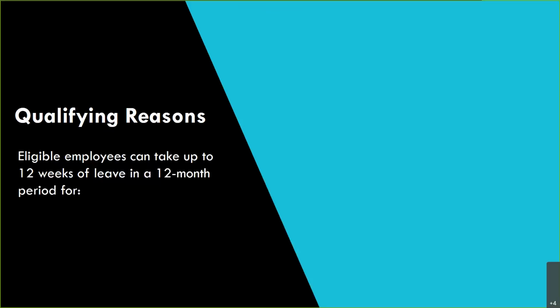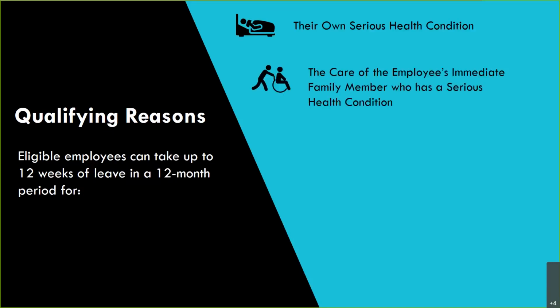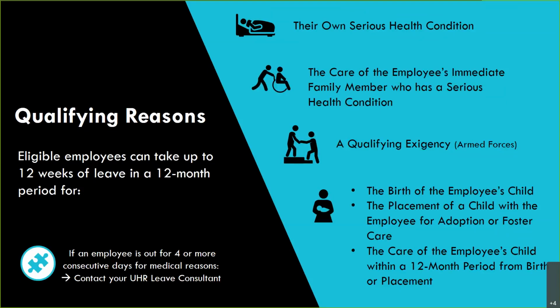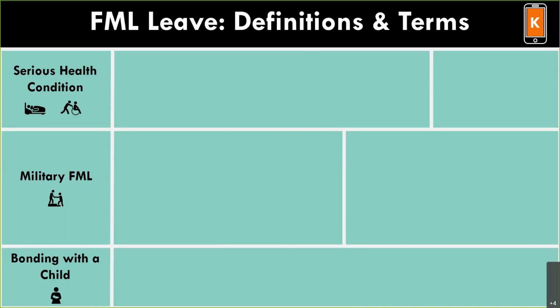Okay. So now we are going to get into the nitty gritty of, again, reviewing the qualifying reasons for your own serious health condition, care for an immediate family member who has a serious health condition, qualifying exigency for armed forces, and birth, placement of a child, care for a child within a 12-month period. And then just, again, the reminder of 4 more consecutive days out for medical reasons to contact us. So let's go into some definitions so that we can know what are these 4 different reasons that we keep talking about.